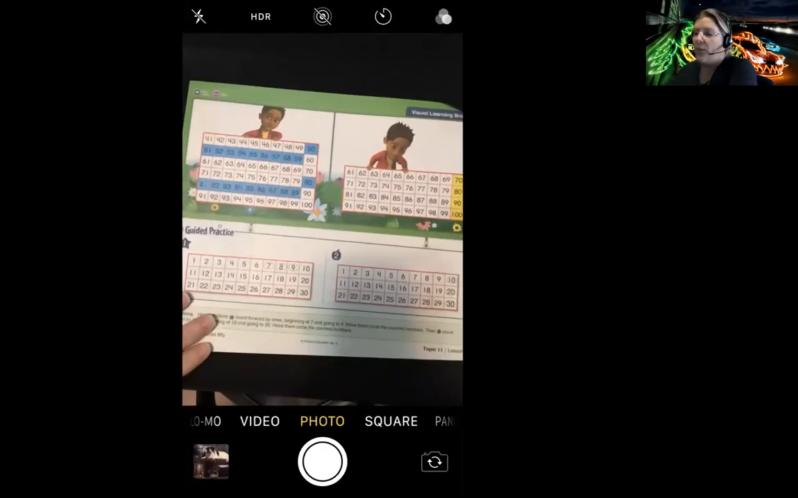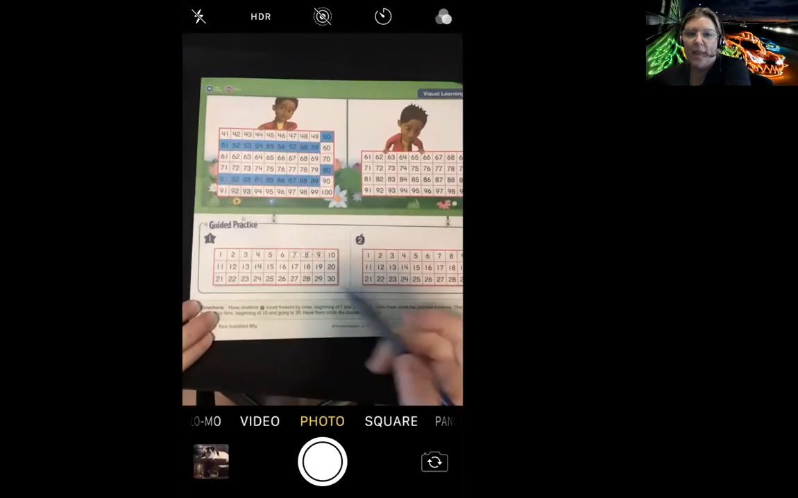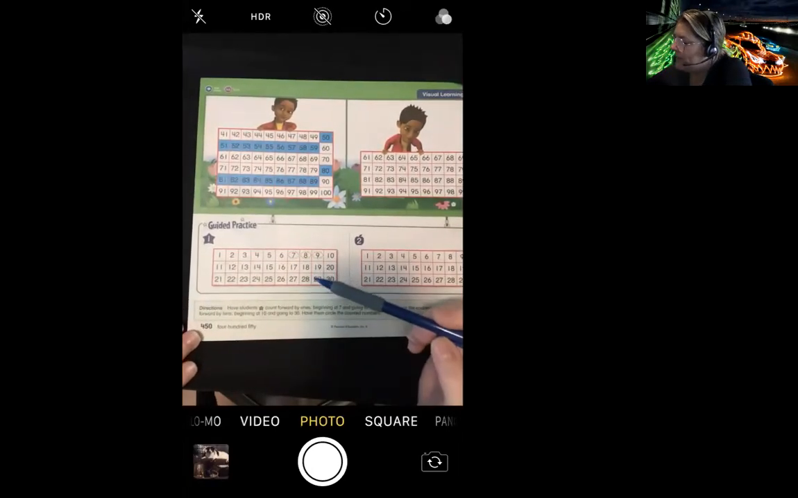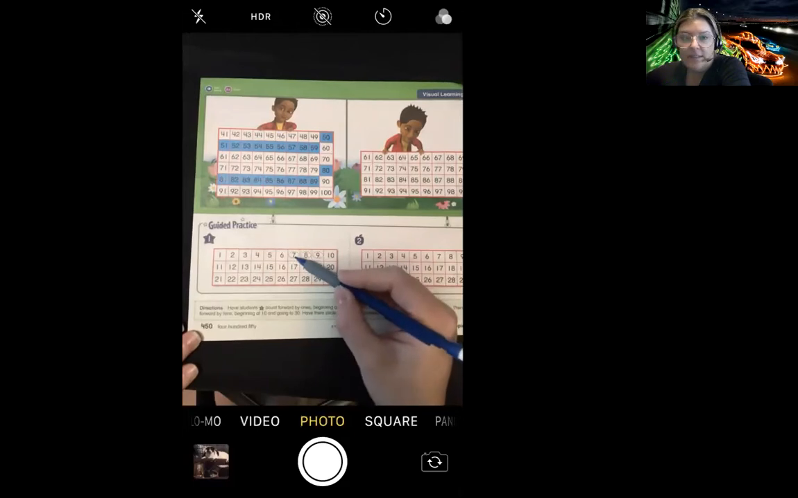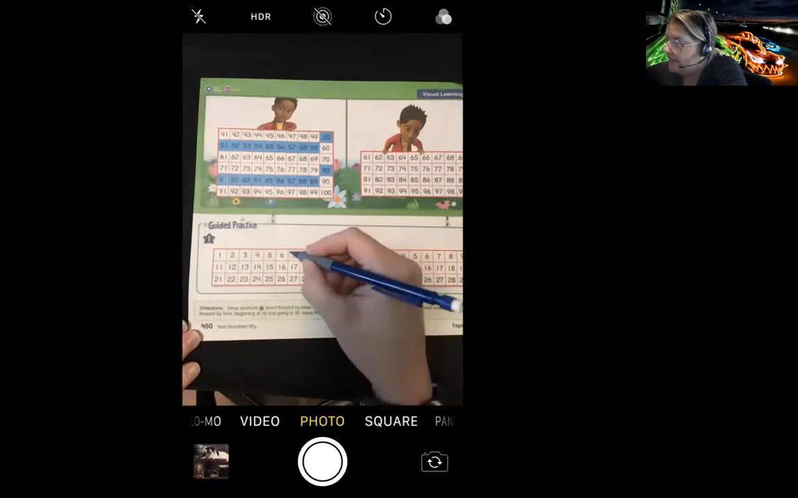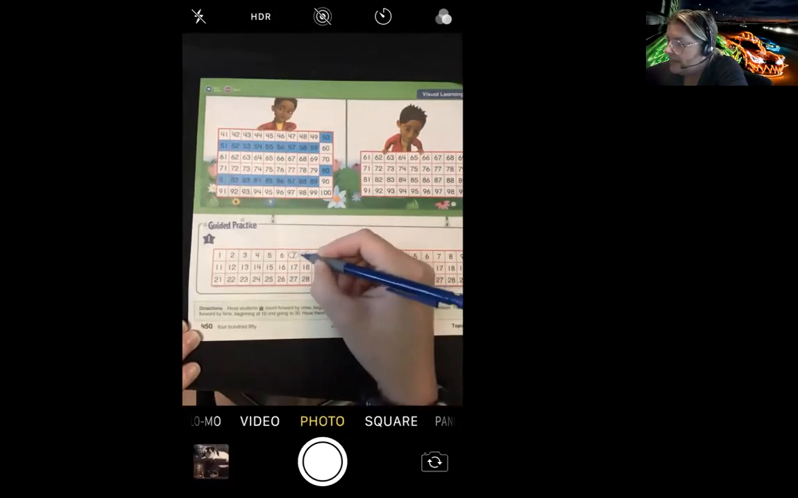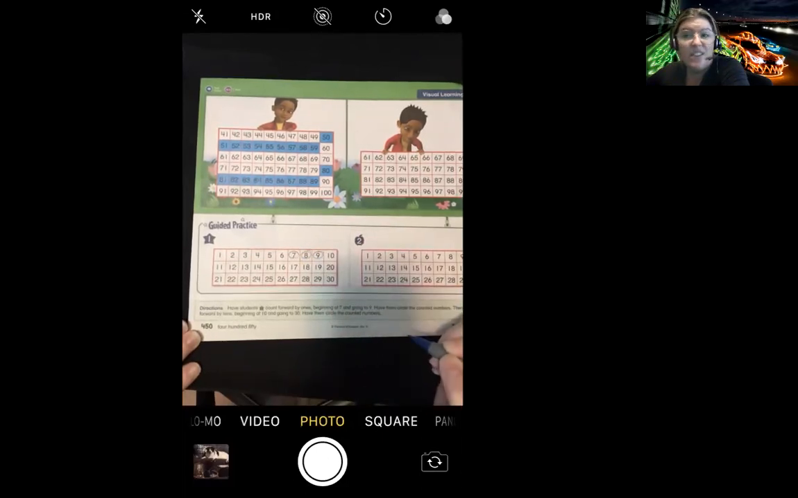All right, we're going to look at number 1. We're going to count forward by ones beginning at the number 7, okay? And we're going to go to number 9, and we're going to circle as we count the numbers. All right, so let's start at 7, and we're going to go 7, 8, 9. We're just going to trace over what the author already circled for us.